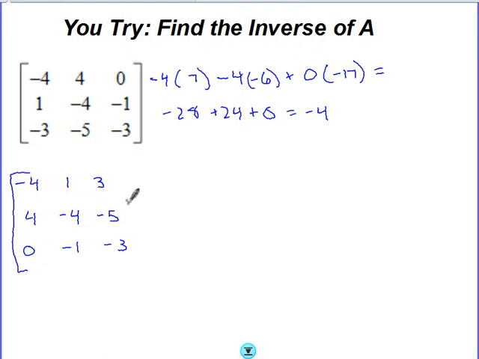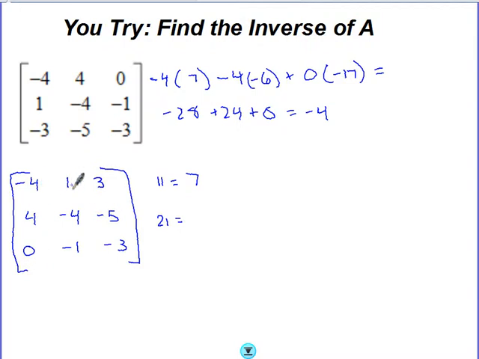All right, now I have my transpose, so I can start working on all of the minors. So minor 1,1 means cross out the first row and the first column. So I'm left with this, and then I need to find the determinant. So 12 minus 5 is 7. All right, then minor 2,1 means cross out the second row and the first column.